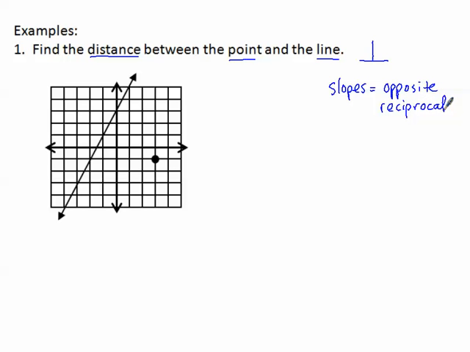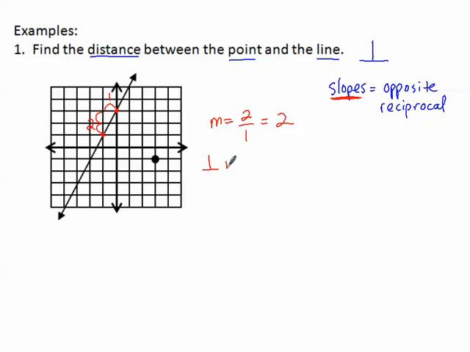So that means that first I need to calculate the slope of the line that's given. So let's find a couple points that are close together on this line. Here's a point and here's a point. I'm going to count the rise over the run. 1, 2, up, and 1 over. So the slope of this line is 2 over 1, or more simplified as 2.